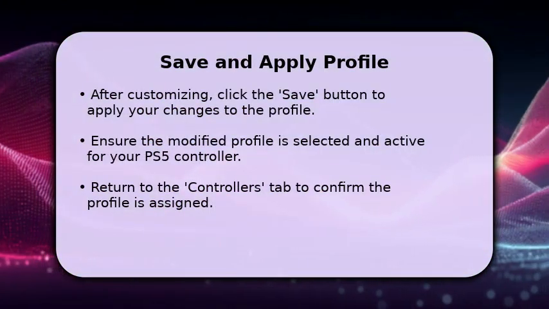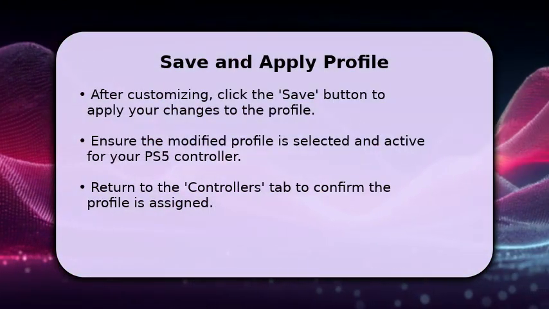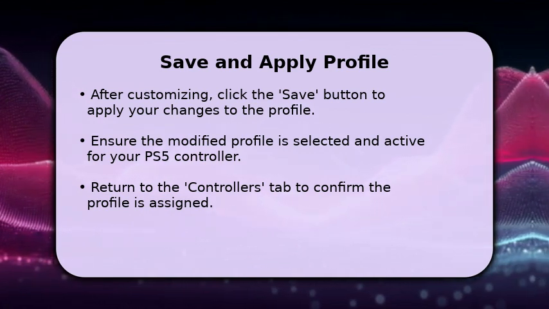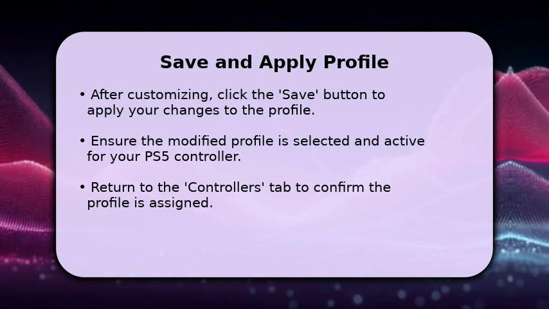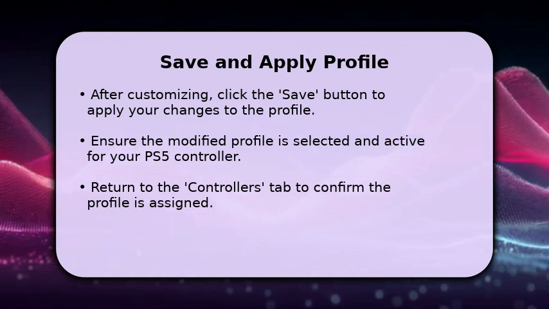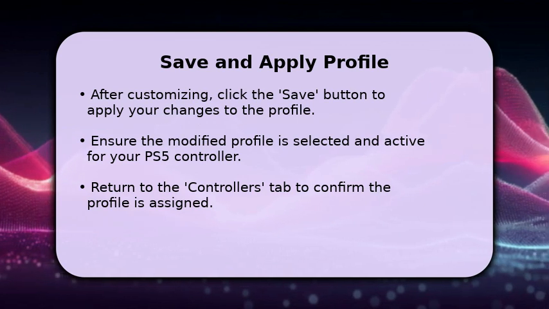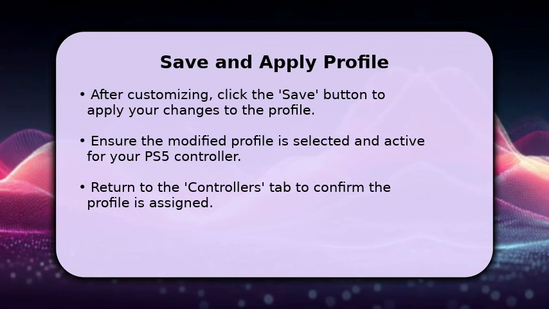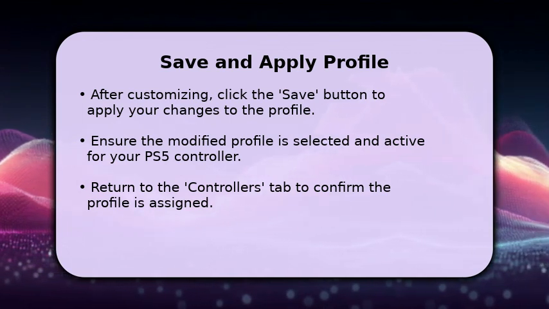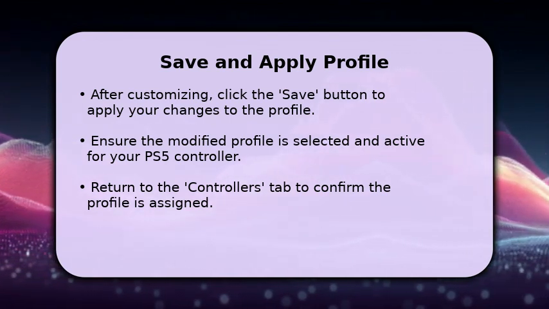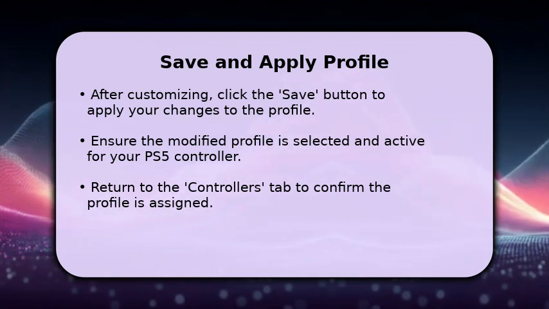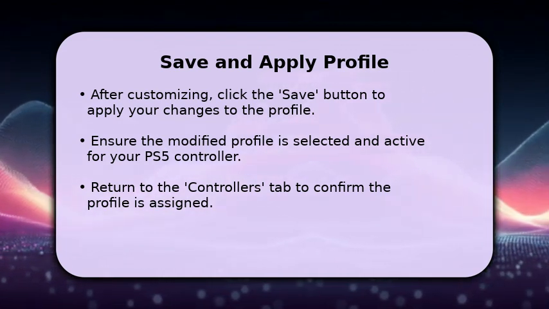Finally, it is time to save your new rainbow light bar settings and apply them. After making all your adjustments, click the Save button at the bottom of the profile window. This will save your changes to the selected profile. Next, ensure that this modified profile is actively selected and assigned to your PlayStation 5 controller. You can confirm this by returning to the Controllers tab. Your controller's light bar should now proudly display the vibrant, dynamic rainbow effect you configured.